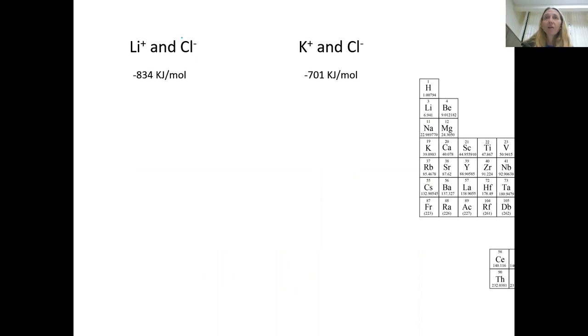Okay, so I wanted to do kind of 2 examples of different ions. So if we have lithium and chloride, and we take these 2 gaseous ions and put them together to form lithium chloride solid, it has a lattice energy of negative 834 kilojoules per mole. Now, if we take potassium and chloride, and remember, these are both gases based on the lattice energy definition, we put these 2 together to form potassium chloride solid. It has a lattice energy.